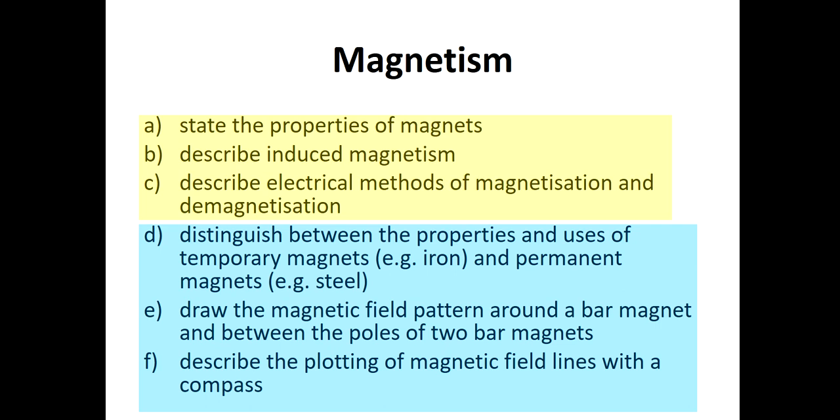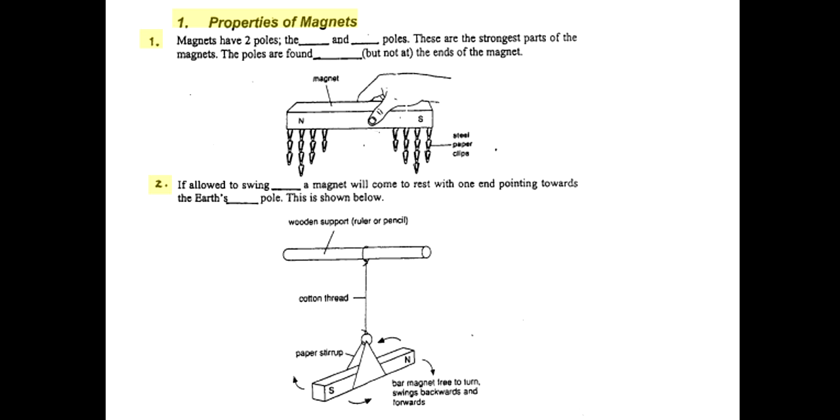Then objective E, to draw the magnetic field pattern around a bar magnet and between the poles of two bar magnets. Very simply, these two. And F will be to describe the plotting of magnetic field lines with the compass. As we go along, the order may be different, but A, B, C will be mostly the same sequence. And let's quickly start with the properties of a magnet.